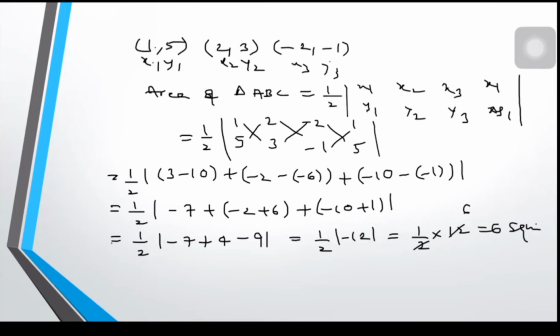Here the area of triangle ABC is not equal to 0. So the given points are non-collinear. You can do any one of these two methods.